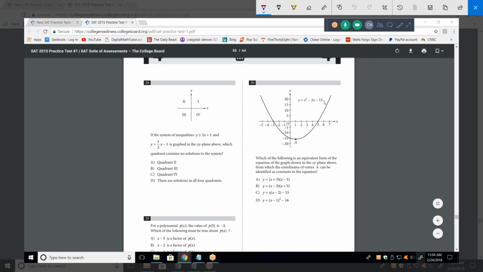Okay. This last sentence is a little confusing: "of which the coordinates of vertex A can be identified as constants." I'm not quite sure what that means. But if you look at the first three answers, they're just factoring. Yeah, that's what I noticed.